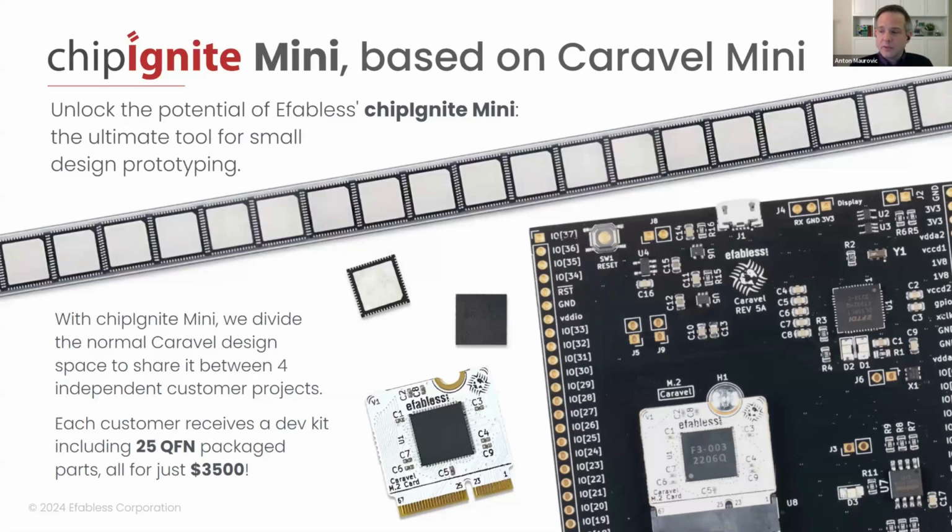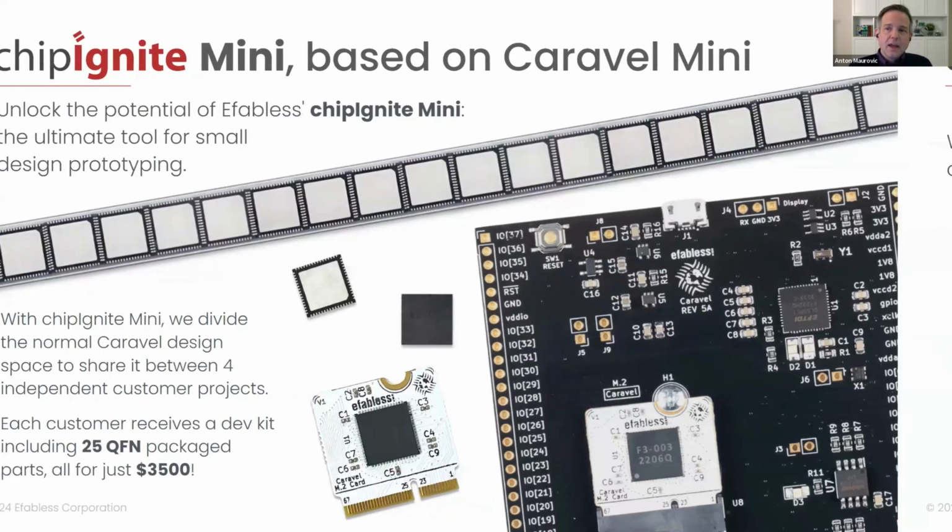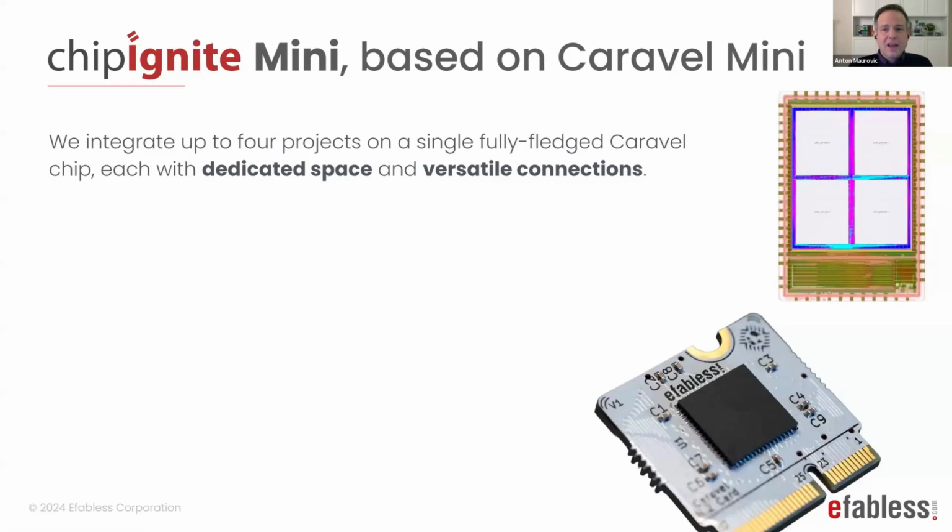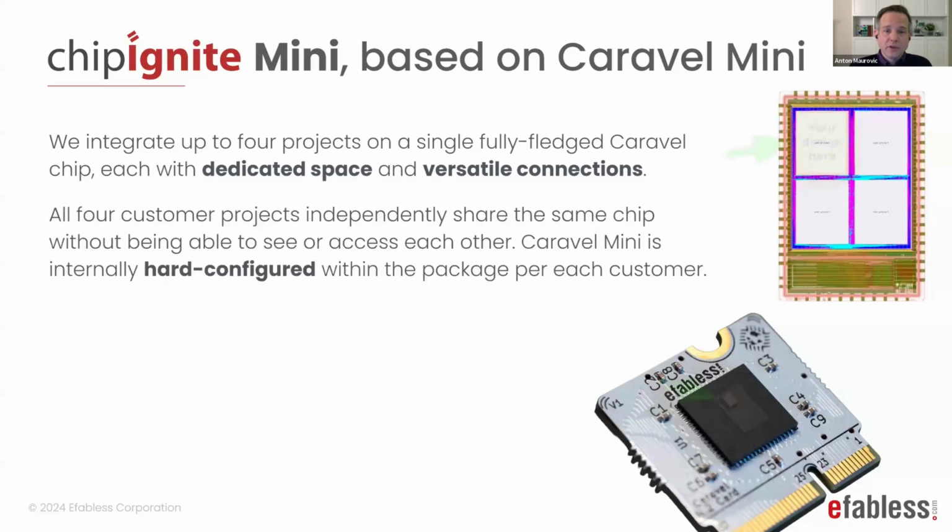So what we do with chipIgnite Mini is we take the existing Caravel framework, some of you might already be familiar with it, and divide it across 4 independent customer projects. And what that means is that each customer of chipIgnite Mini will receive a dev kit and 25 QFN packaged chips, all for $3,500. And this enables you to use the capabilities of the fully fledged Caravel chip, with each design included on the chip using a dedicated space and access to a wide variety of different connections.